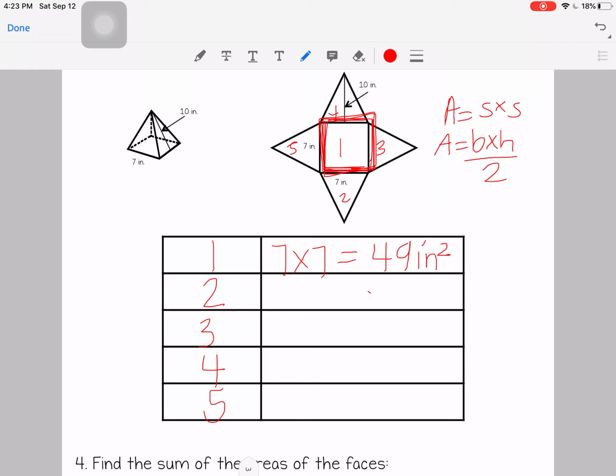So let's find the area of the triangle. So I have 10 times 7, and of course I got to divide by 2, which equals 70 divided by 2 is 35 square inches. And because all of my triangles are equivalent, each one of these is going to be 35 inches square.